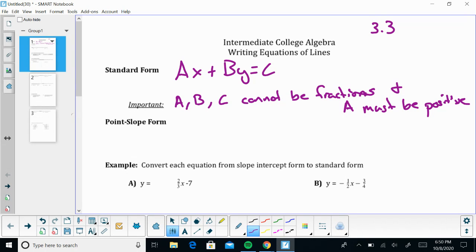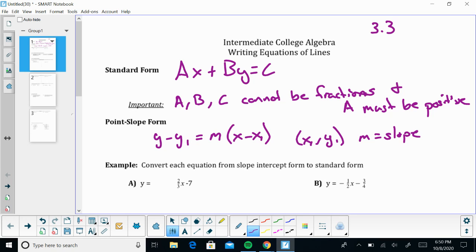Okay? Point slope form. Point slope form is y minus y1 equals m times x minus x1. Remember that x1, y1 is a point, and m is my slope.